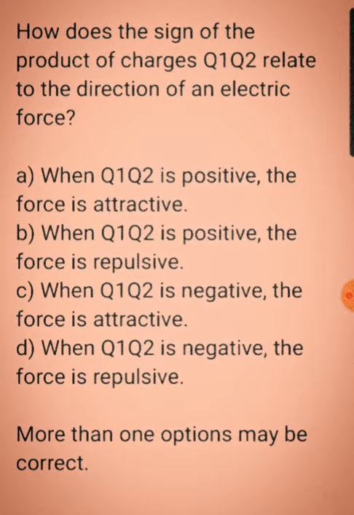So the question reads: how does the sign of the product of charges Q1 Q2, two charges, relate to the direction of an electric force? Now the options are: A. When Q1 Q2 is positive, the force is attractive. B. When Q1 Q2 is positive, the force is repulsive. C. When Q1 Q2 is negative, the force is attractive. D. When Q1 Q2 is negative, the force is repulsive. Now more than one option may be correct. So pause the video. Now let's go over the answer.